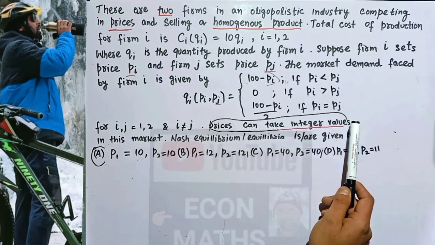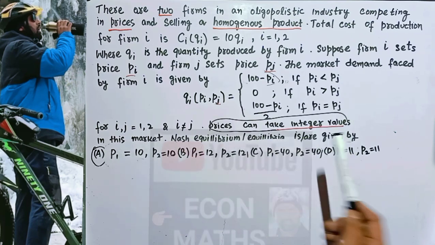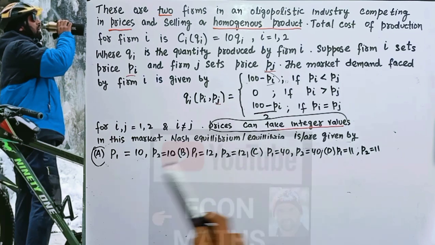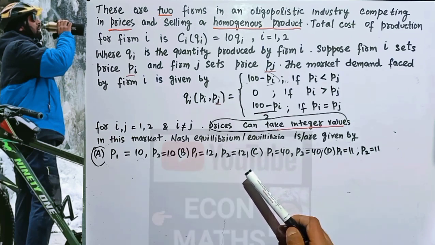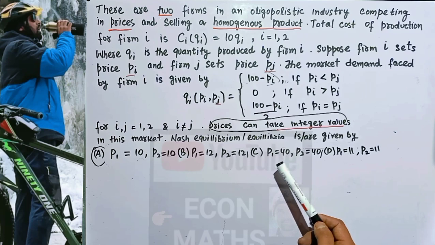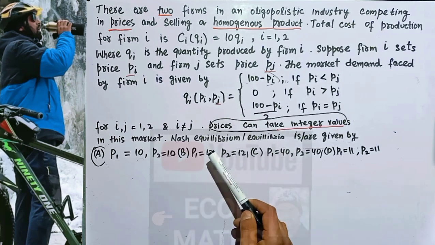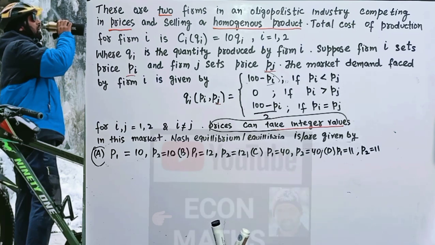integer values only. Nash equilibrium or equilibria are given by, so we are given four choices here and we have to see which of the combinations of prices actually give us Nash equilibrium or Nash equilibria. This is a multi-select option. There can be more than one correct option. Okay, let's see how to solve this question.